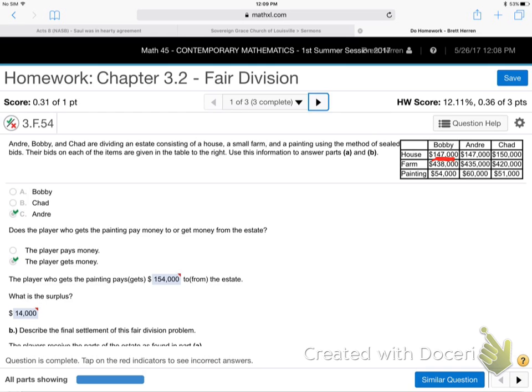So, everybody writes down what they think things are worth. Bobby's saying, I think the house is worth $147,000. I think the farm's worth $438,000, and I think the painting is worth $54,000. Their mom was a really good painter, I guess. I don't know what that is. Anyway, some kind of painting they bought.